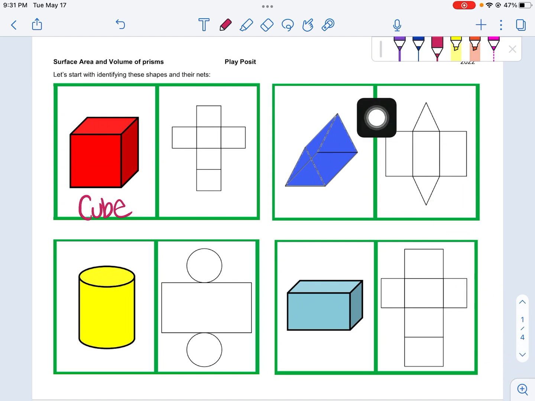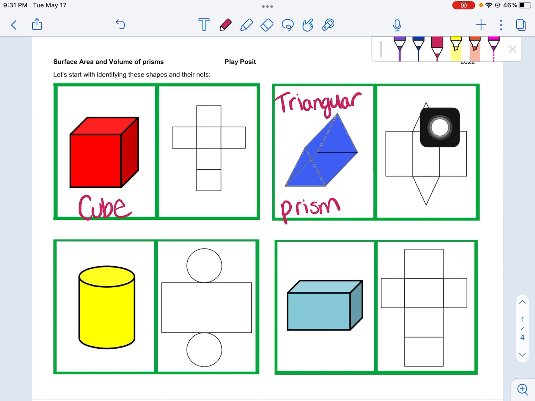And then the next one to the right, hopefully you said triangular prism. This one is a triangular prism. And a triangular prism has 2 triangles as bases, and then it has 3 rectangular faces.